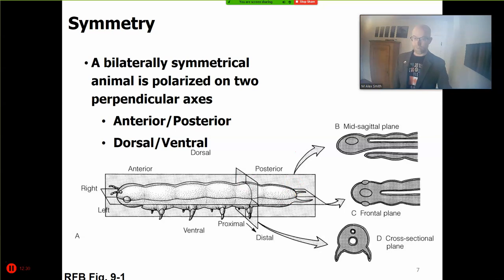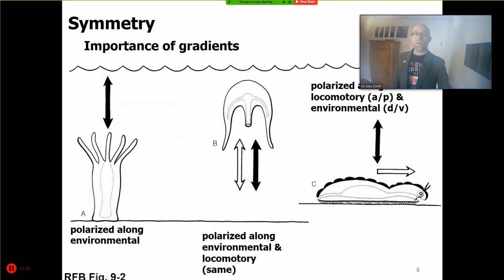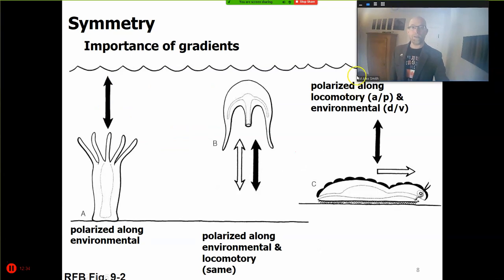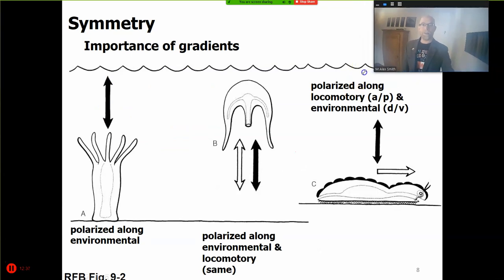And welcome again. One of the hypotheses that has been important through time, and this particular one is from Ruppert, Fox, and Barnes, has to do with the importance of gradients and how animals respond to gradients, particularly for two needs. One of them is feeding, and the other is respiration.